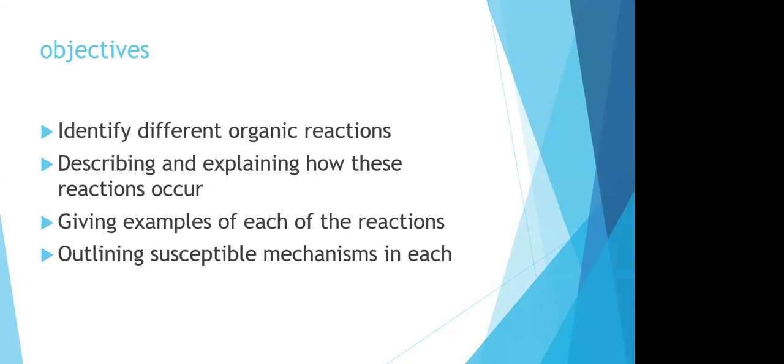So we shall be able to identify different organic reactions, and we explain and describe how those reactions occur. If you identify a given reaction, then we should be able to explain how those reactions occur. Then we shall specifically give some examples in each, and then we outline suitable mechanisms in each of the reactions or in each of the equations that we shall be given as we continue with the lesson. Hopefully we are all together. Are we together?